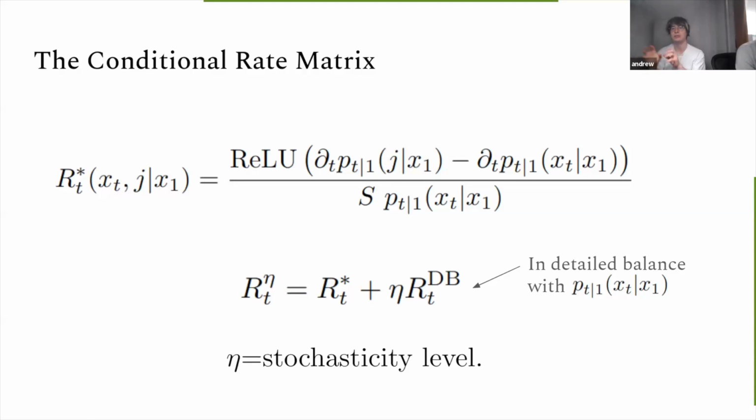And then we can vary the amount of extra dynamics we're introducing into the process with this eta stochasticity level parameter. The takeaway is, we don't have time to go into the full details of the maths, but it is analytically possible to write down X1 conditional rate matrices with some choice of particular dynamics, and then we substitute that into that expectation with the denoising distribution, and then get a rate matrix that we can use for generative modeling.